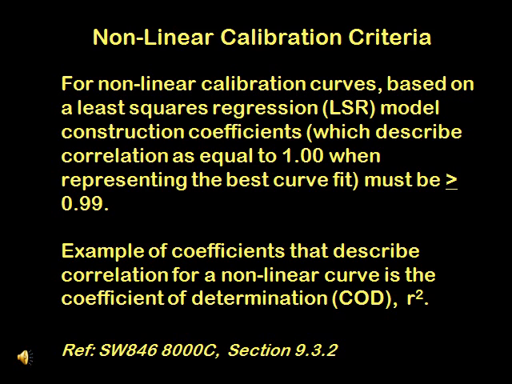The coefficient that describes correlation for a nonlinear curve is called the coefficient of determination, COD, R-square, and it measures the goodness of fit. COD must be greater than or equal to 0.99 to be acceptable. When the COD is equal to 1.00, it represents the best curve.